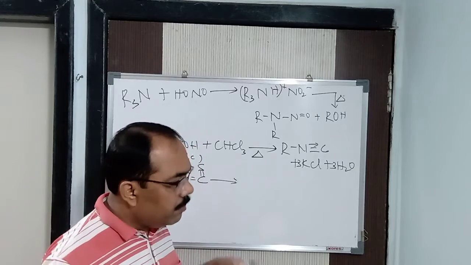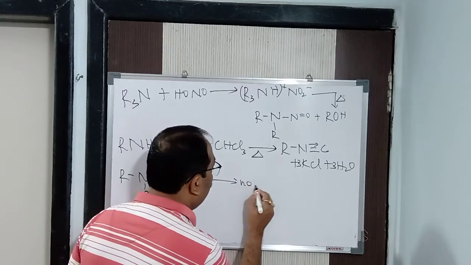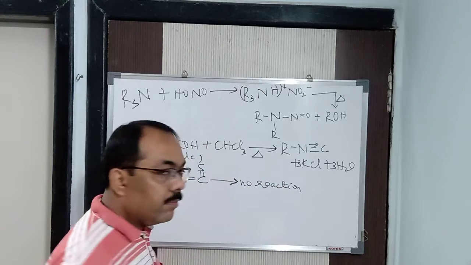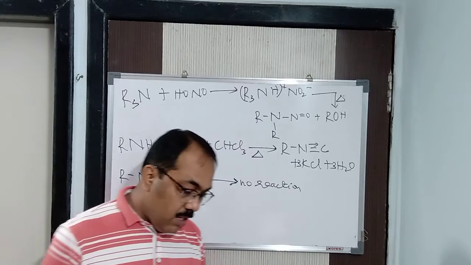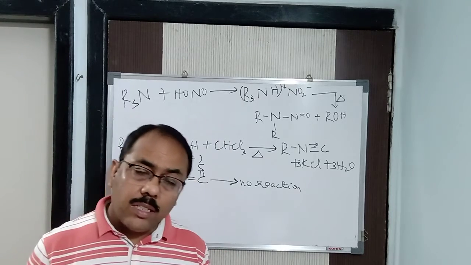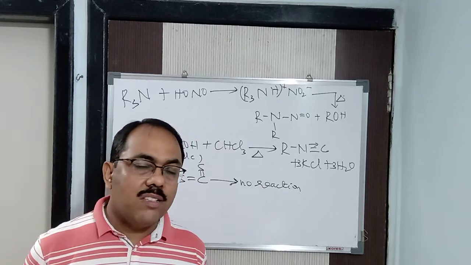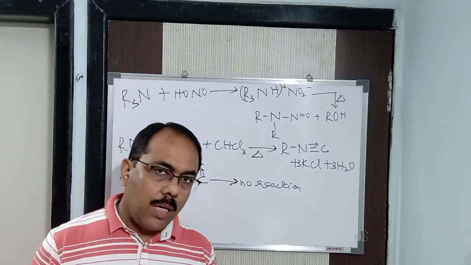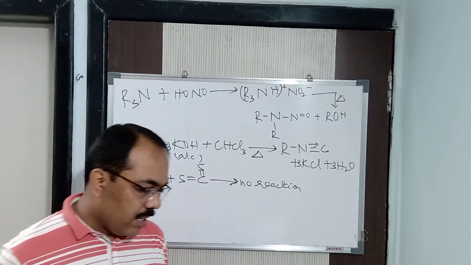But with tertiary amines, no reaction from the beginning itself, because there is no replaceable hydrogen atom. So there is no reaction with tertiary amines with carbon disulfide. Hence you can see that we get Hofmann's mustard oil reaction only with primary amines, so to say. Clear?